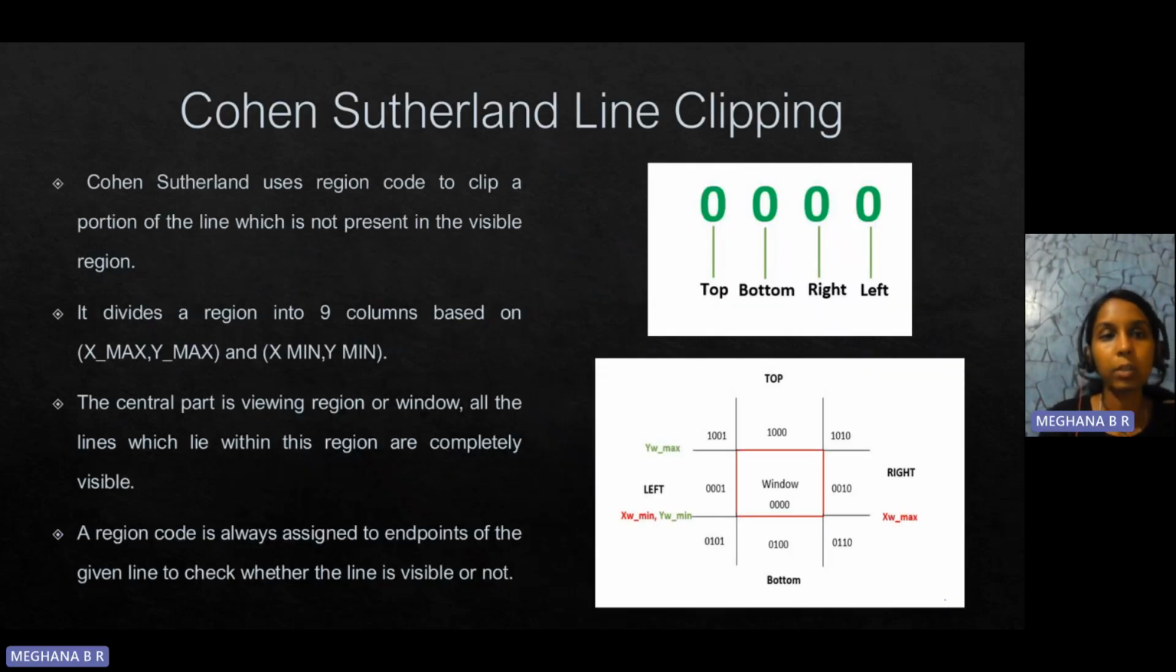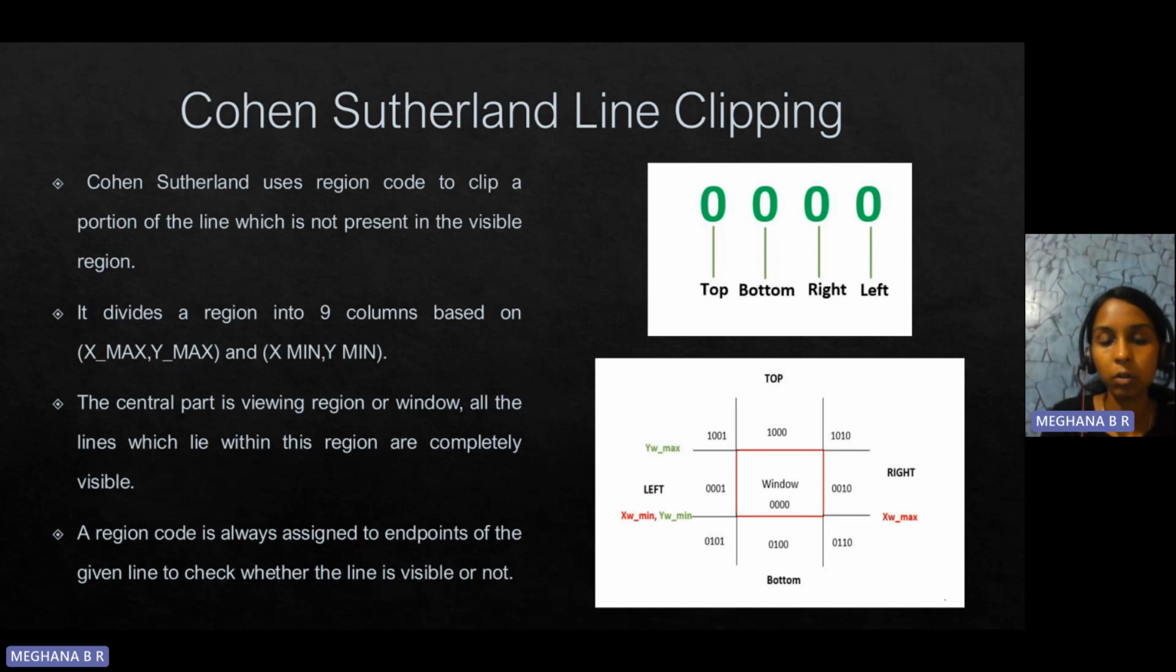Next is Cohen-Sutherland line clipping. Cohen-Sutherland uses the region code to clip the portion of the line which is not present in the visible region. It uses a 4-bit region code, which represents the top, bottom, right, and left. Also the region is divided into 9 regions based on X max and Y max, and then X minimum, Y minimum. You can see the central part is the viewing part, and all the lines which lie in that region are completely visible.